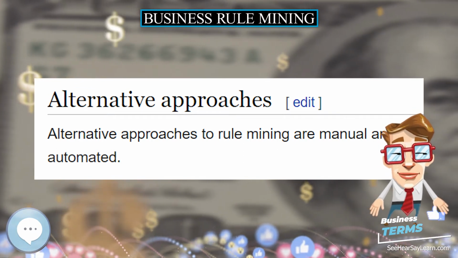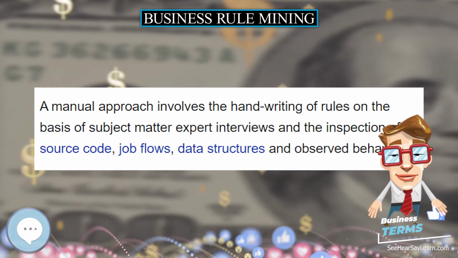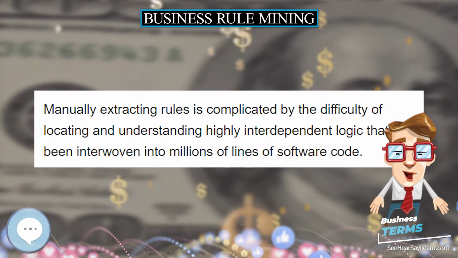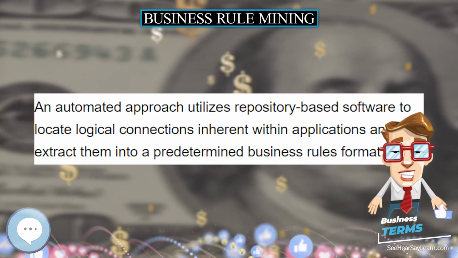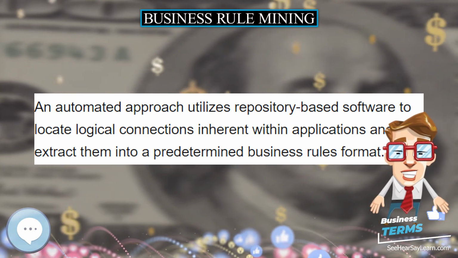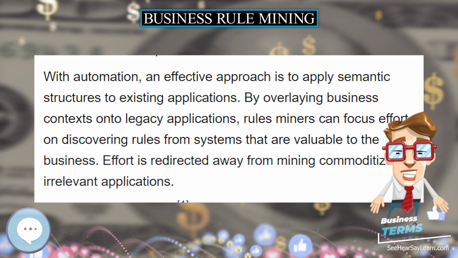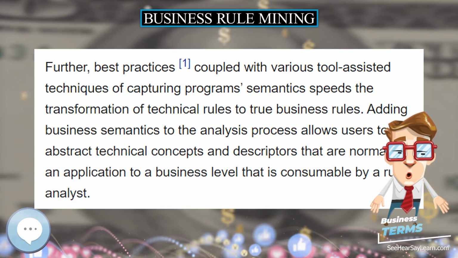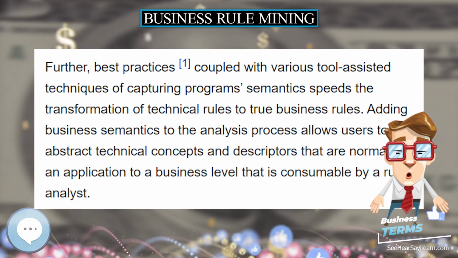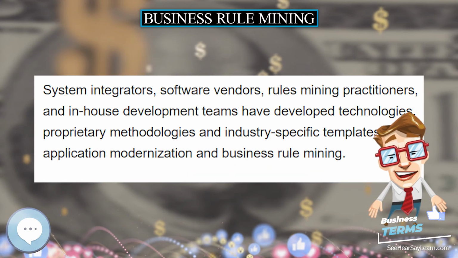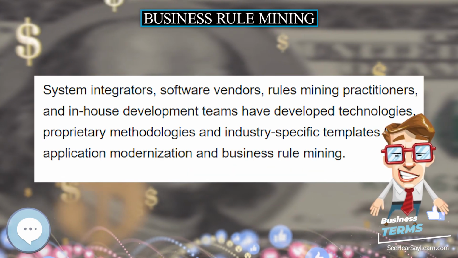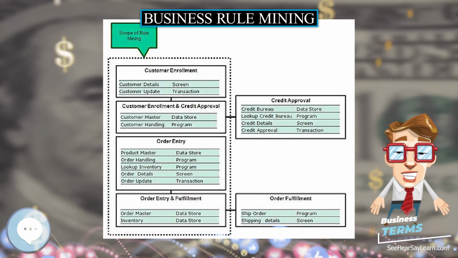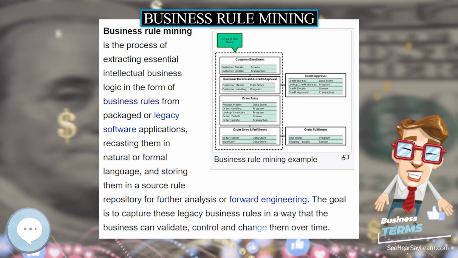Further, best practices coupled with various tool-assisted techniques of capturing programs' semantics speeds the transformation of technical rules to true business rules. Adding business semantics to the analysis process allows users to abstract technical concepts and descriptors that are normal in an application to a business level that is consumable by a rules analyst. System integrators, software vendors, rules mining practitioners, and in-house development teams have developed technologies, proprietary methodologies and industry-specific templates for application modernization and business rule mining.